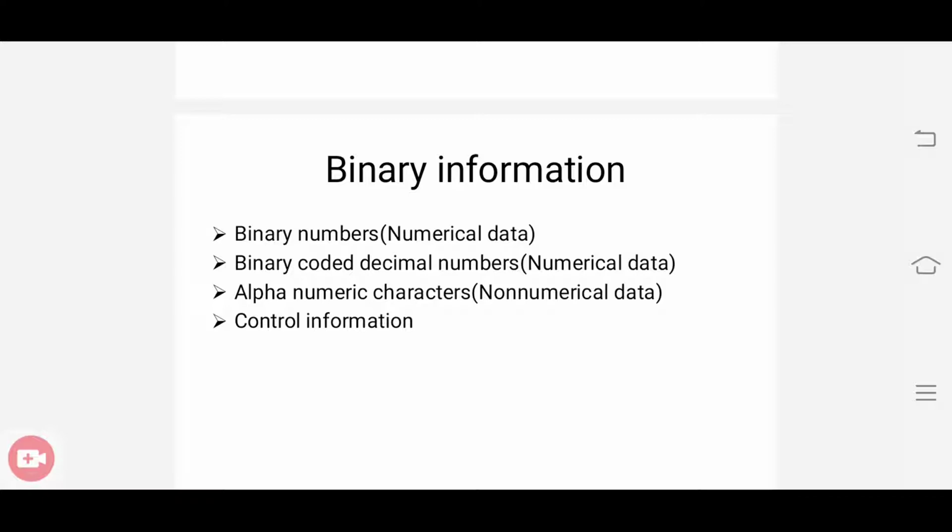So a digital system means it's a sequential logic system. It contains four components. First component is register. It's a high speed memory area, or it is the smallest memory area within the CPU. Second component is binary informations. What are the binary informations that is present in a digital system? They are binary numbers, binary coded decimal numbers, alphanumeric characters, and control information.